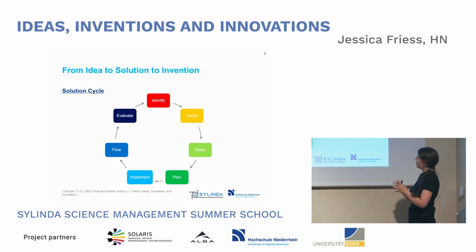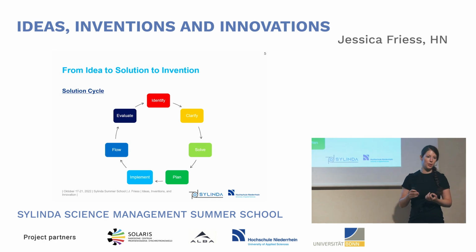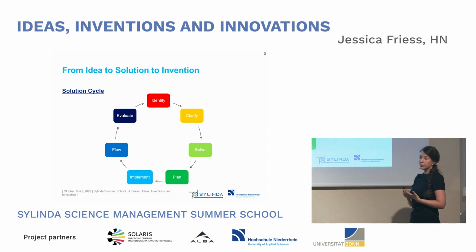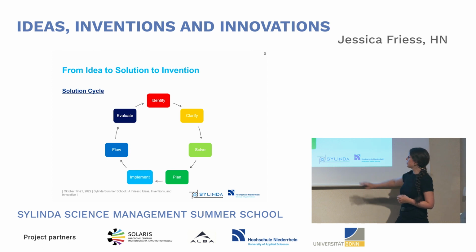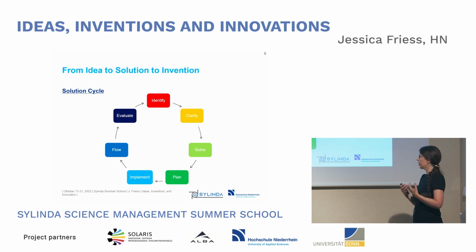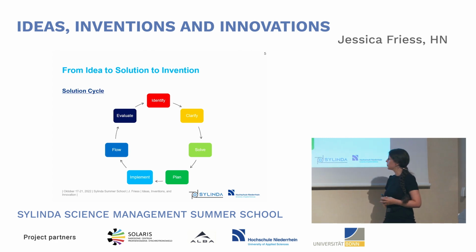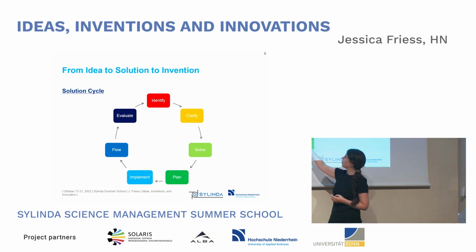So here you can see how we get from an idea to a solution to an invention. And there we have such a solution cycle. The first step is that we have to identify what we would like to investigate and what we would like to elaborate. The second step is going to be clarify, because we have to be really certain what we are talking about and that we are talking about the same problem. And then a big part today is going to be the solving. How can we solve a problem? How can we get new ideas? Then another big step in the process, but not today, is plan, implement, and evaluation.